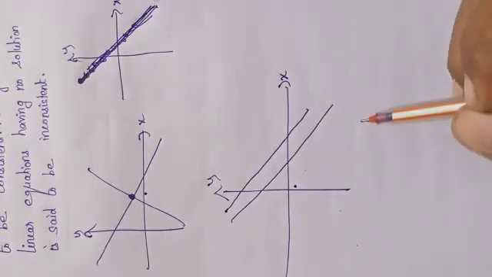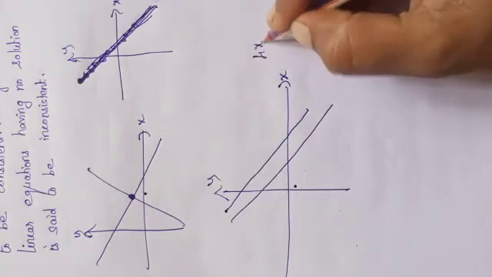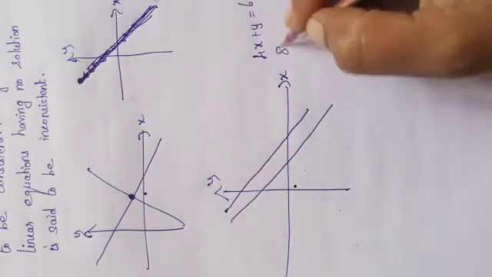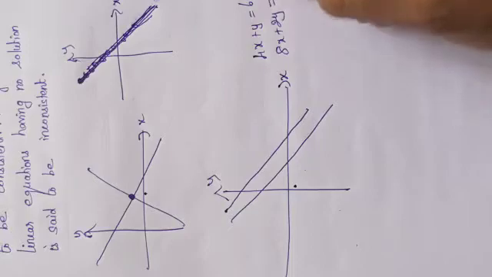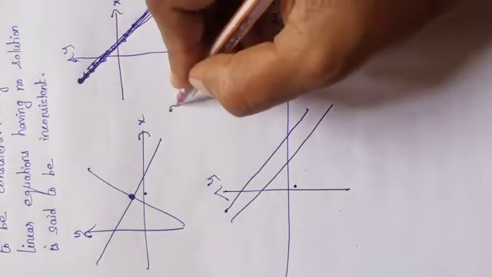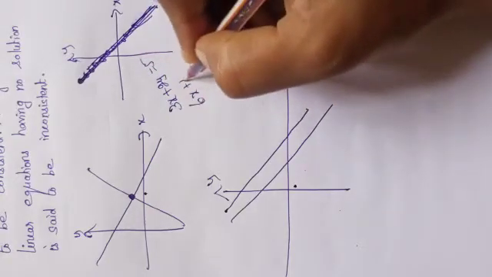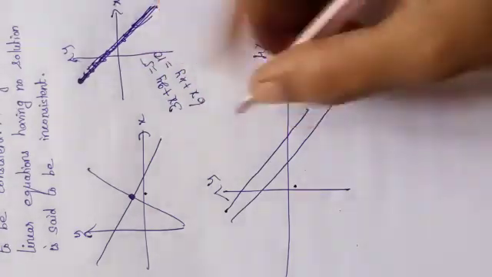Okay, these are parallel lines. Example, even for this we can give that, say 4x plus y is equal to 6 and 8x plus 2y is equal to 18. And for this I can give that 3x plus 2y is equal to 5 and 6x plus 4y is equal to 10.